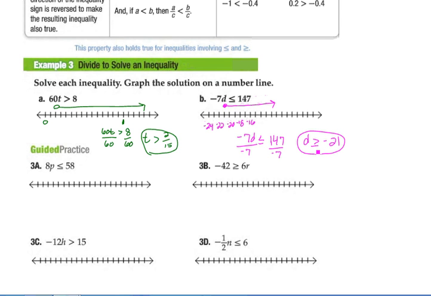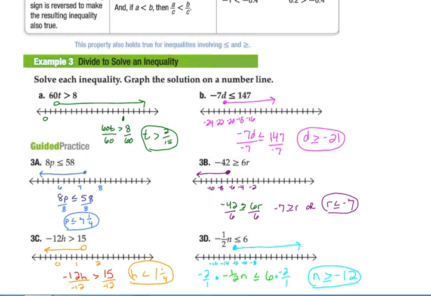Okay, go ahead and solve and graph guided practice 3. Okay, 3a and 3b, dividing those out, not having to switch the signs because I'm not dividing by a negative, though I did have to flip 3b in order for that variable to be on the left, so I understood that that was less than or equal to -7. 3c, 3d, I did have to flip the sign because I divided.